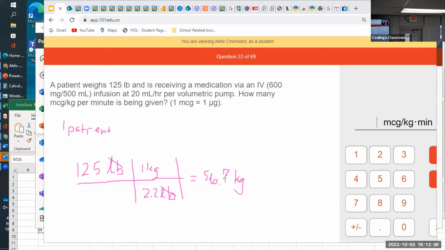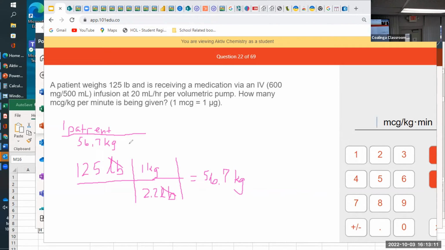So that's how much the patient weighs. I used 2.205: 125 divided by 2.205. It will be close enough anyway. So in other words, the patient is 56.7 kg at the bottom, right?